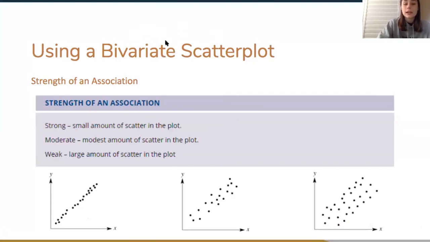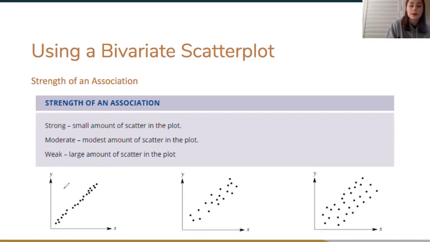There are generally three strengths that each scatter plot could be. They could be strong, which is a small amount of scatter in the plot, so they're generally all together in one clump. Or moderate, a modest amount of scatter in the plot, so they're kind of together, but also kind of spread out. And weak is when there's a large amount of scatter, or they're really spread out in the scatter plot.